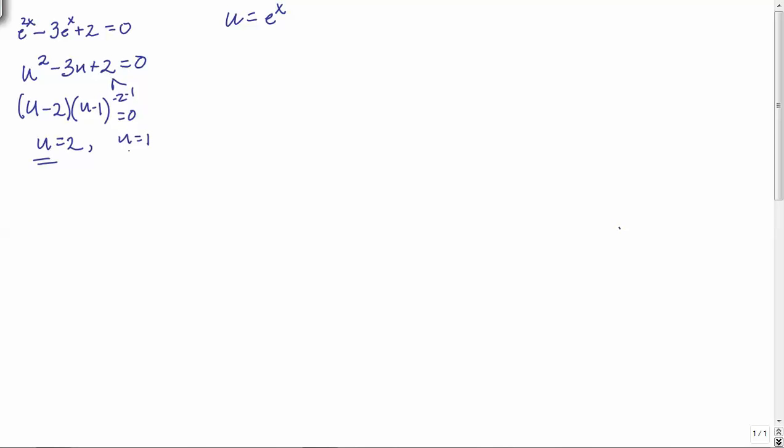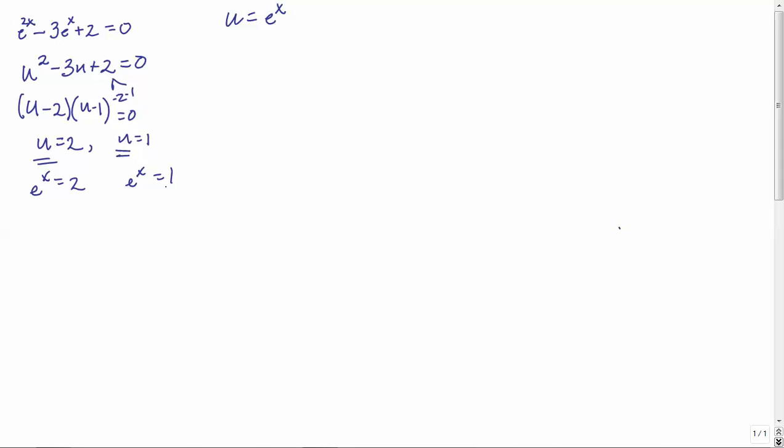But what's u? We can't just leave it like this, right? We're trying to solve for x. So if we substitute back in that e to the x, we have e to the x equals 2 and e to the x equals 1. Now, how do we solve for x? We still have x as an exponent.